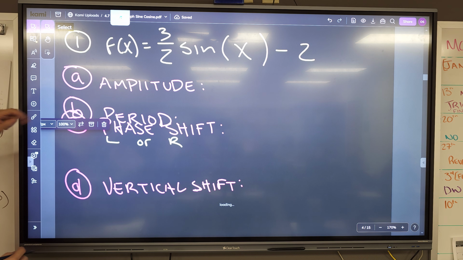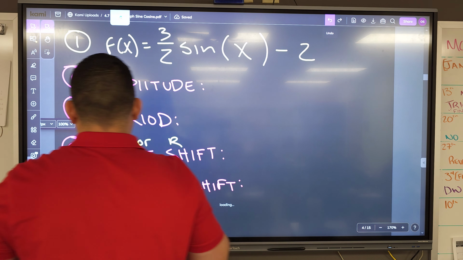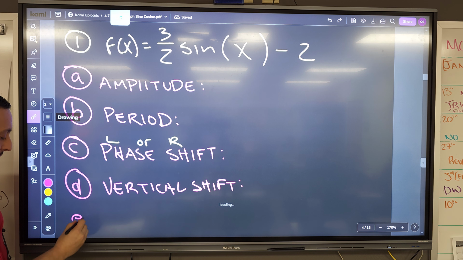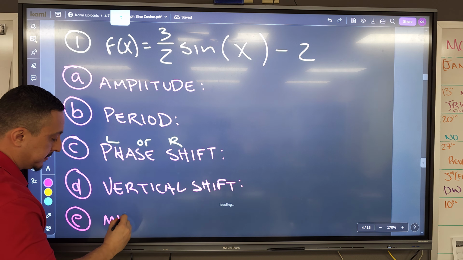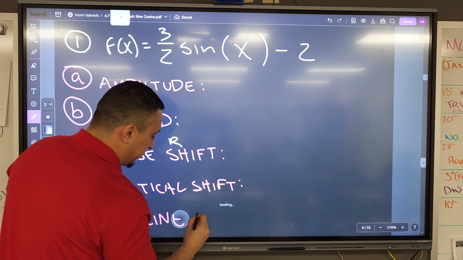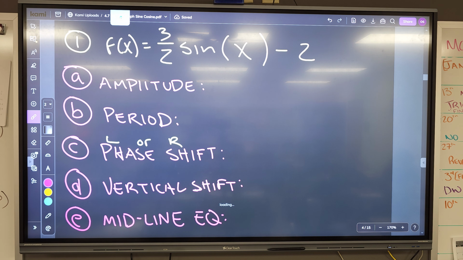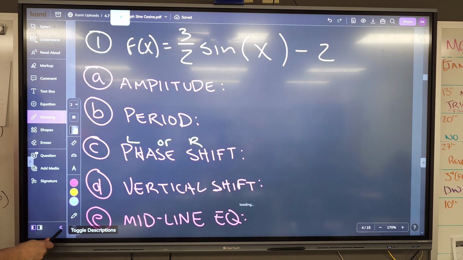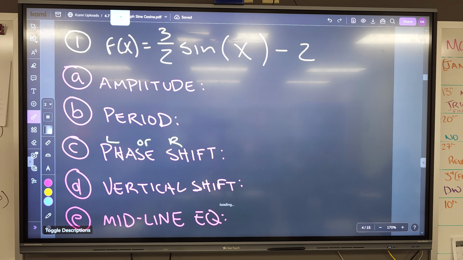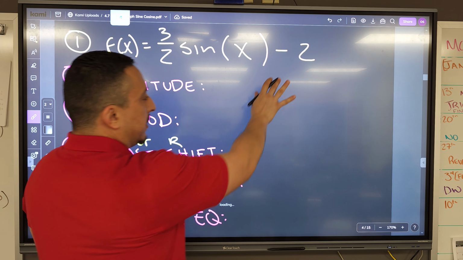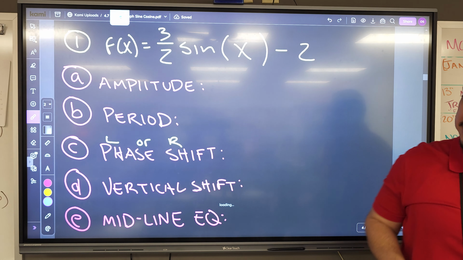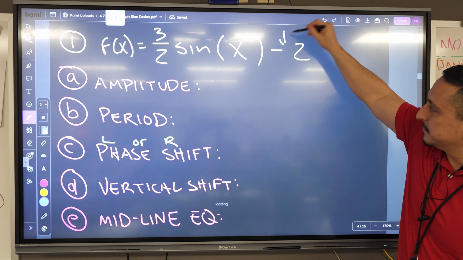And then a new one for you guys will be midline equation, which looks like a difficult question, but it's super easy. Probably the easiest one out of all. Okay. So before we begin, let's break down the transformations, always first. So what does the -2 do to this function? Down 2.